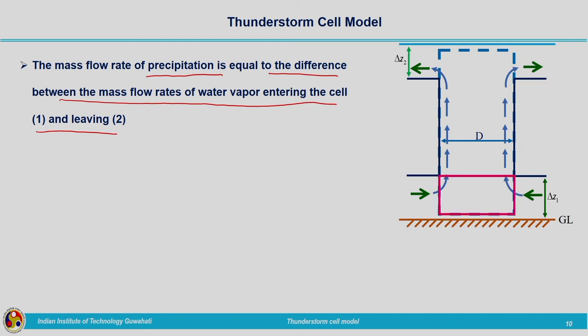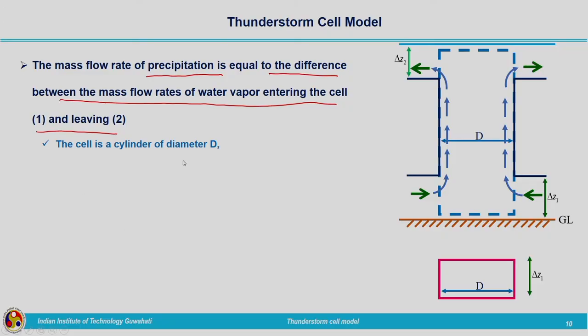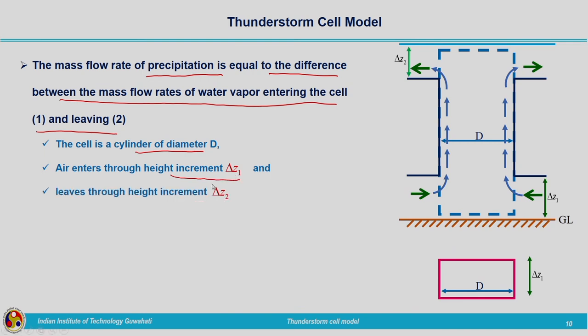This is our inflow region. In that inflow region we have a diameter D and also depth delta Z1. Why do we need to see this inflow region separately? Because we need an expression for the quantity of air, the mass of air which is entering into this inflow region. The cell is a cylinder of diameter D and it has a depth. Air enters through a height increment delta Z1. And if it is leaving through the outflow region, the height increment is delta Z2, that we have already seen.